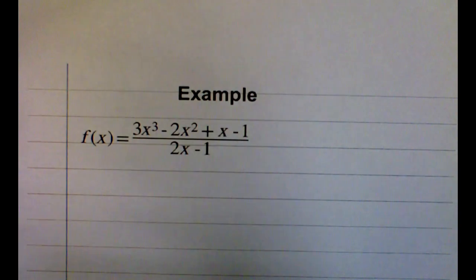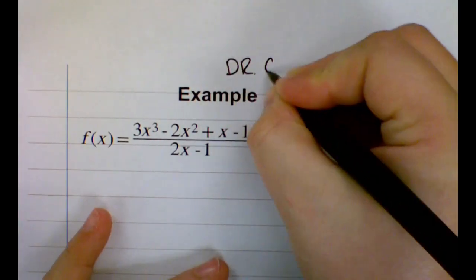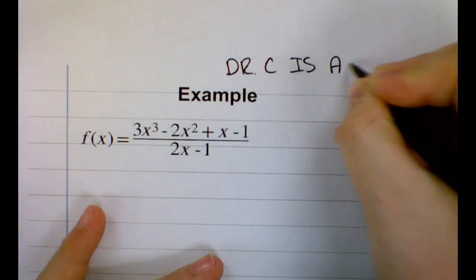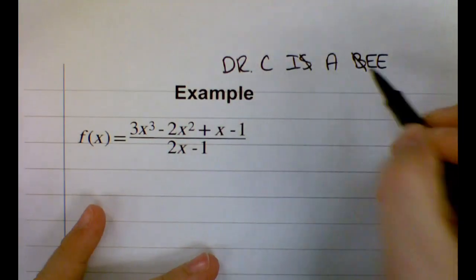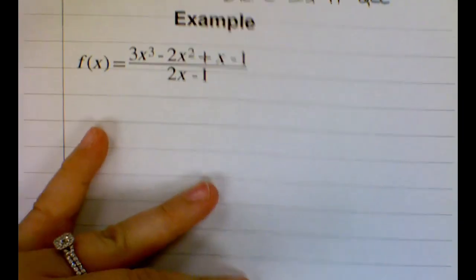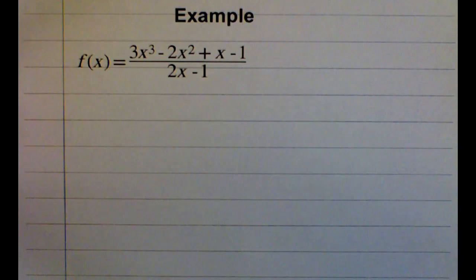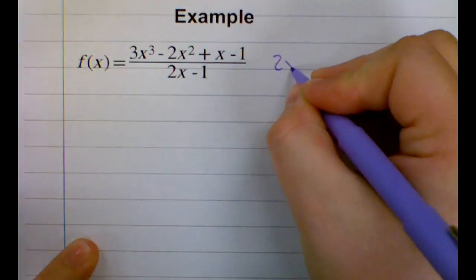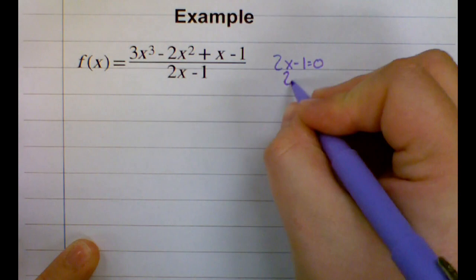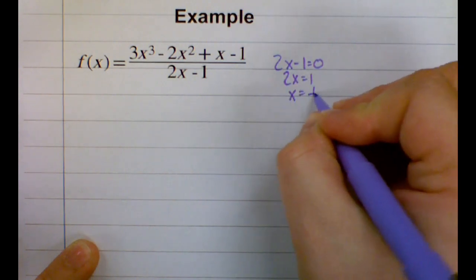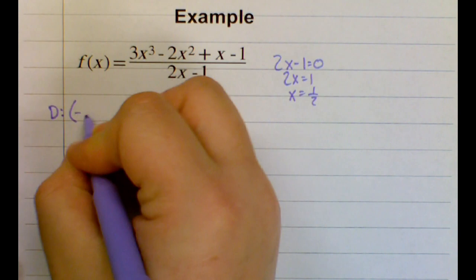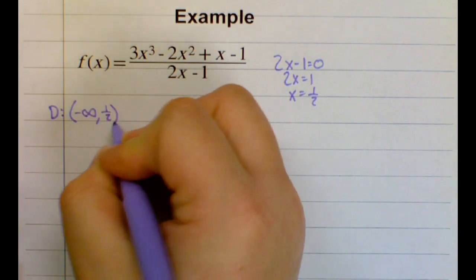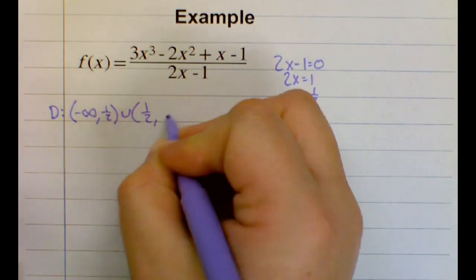Friendly reminder, we want to find the domain, asymptotes, continuity, intercepts, and so on, but also remember we probably don't have to worry about slant asymptotes. All right. First step, let's set the denominator equal to 0. So 2x equals 1, x equals 1/2. So I know my domain is negative infinity to 1/2 or 1/2 to infinity.